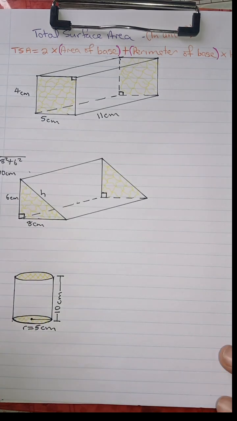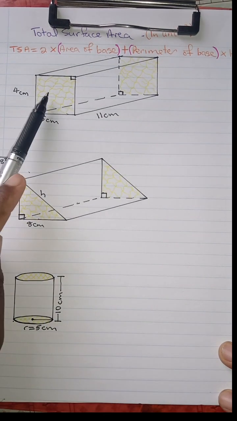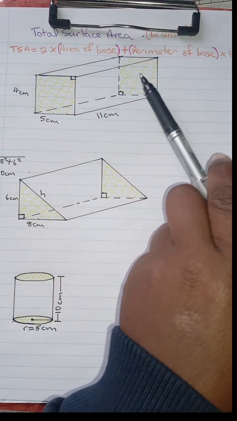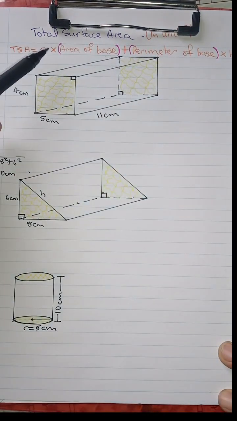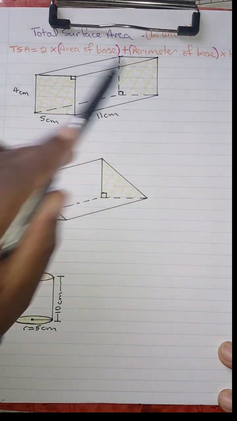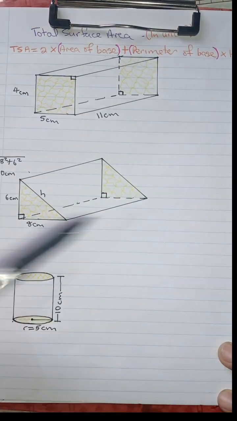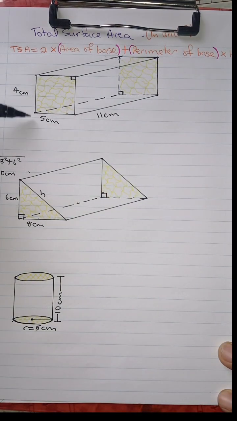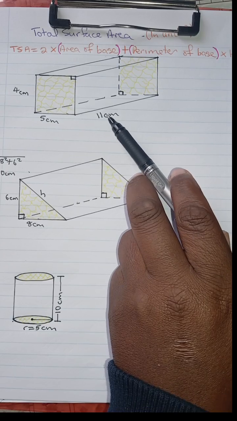The one I'm referring to as the base is the one that is shaded here. So I have my base here and it has an identical face here. So it's two of them. That's why we are saying 2 multiplied by the area of the base is referring to these ones. And then perimeter of the base, we are talking about when we add all the distances of these 4 sides, and then multiply by the height here.